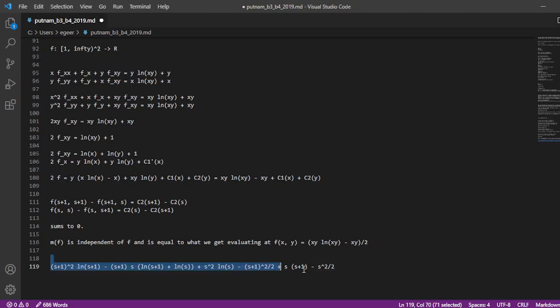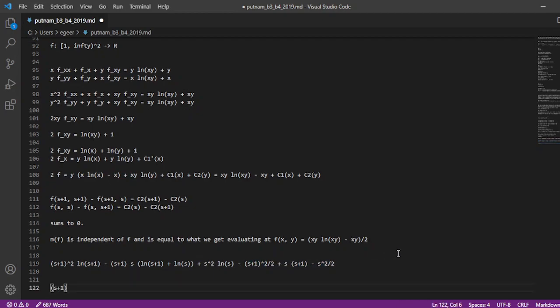So let's first check that this is actually 0. I'm pretty sure this is 0. So s plus 1 squared minus s squared is just 2s plus 1, and we're dividing by 2. Oh, but we're not subtracting. Sorry, we're adding these. So this is 2s squared plus 2s plus 1 divided by 2, which equals s squared plus s plus 1/2.